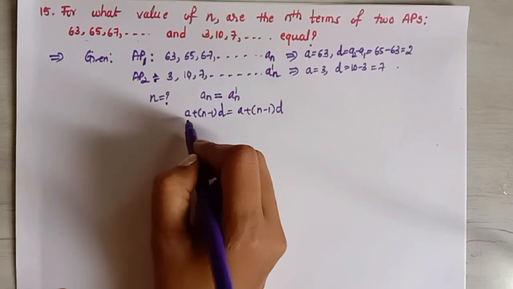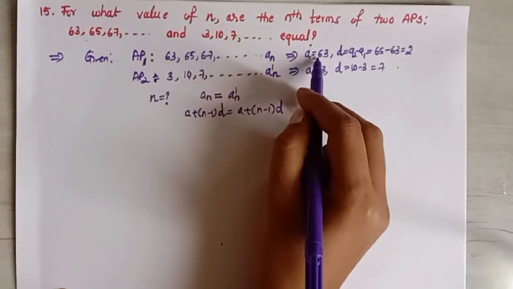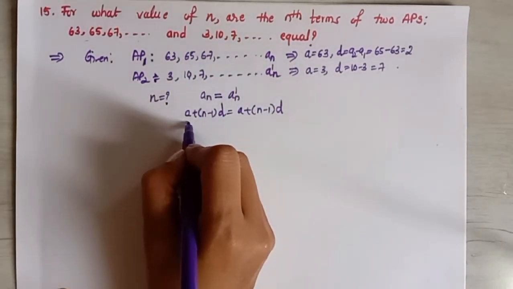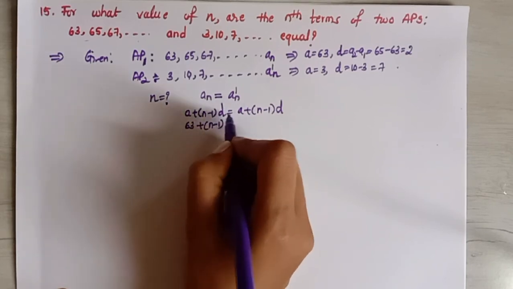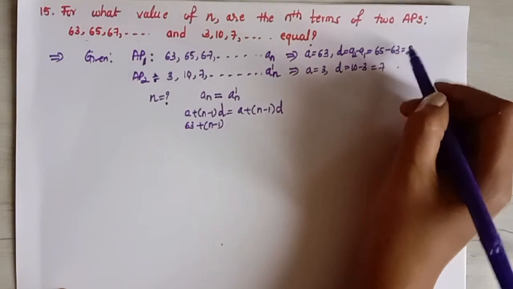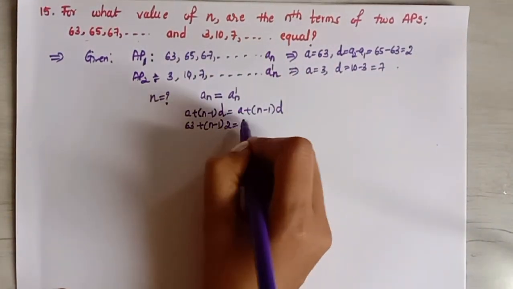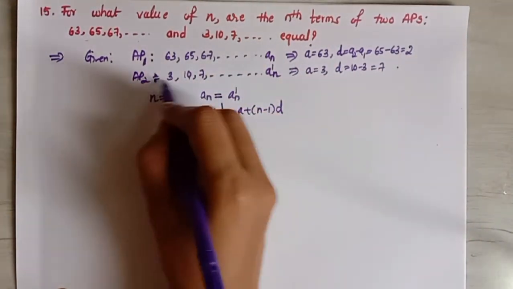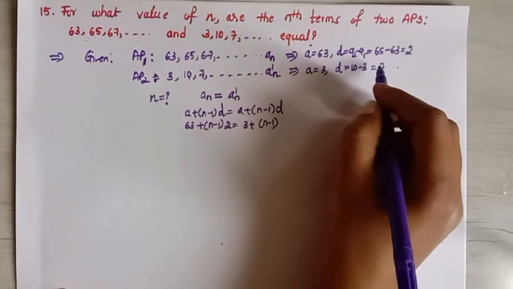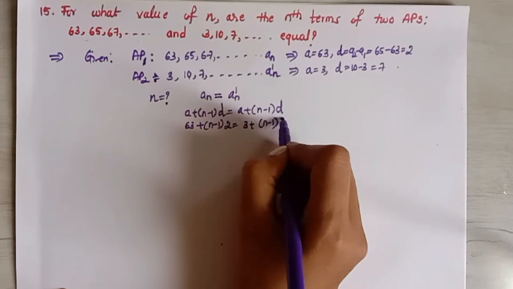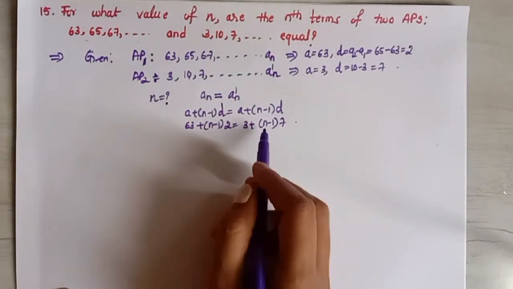So what is a here? From this AP it is 63, right? Plus n minus 1, n we have to find, so let it be as it is. From this AP what is d? d is 2. From the second AP what is the a value? a value is 3, plus n minus 1, let it be as it is. What is the d value here? It is 7. So let us simplify this.